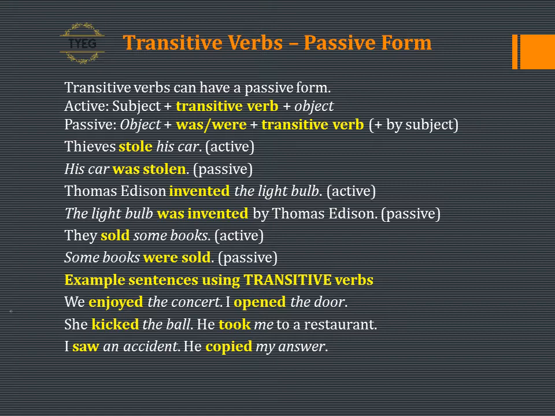Thomas Edison invented the light bulb. Active. The light bulb was invented by Thomas Edison. Passive. They sold some books. Active. Some books were sold. Passive.